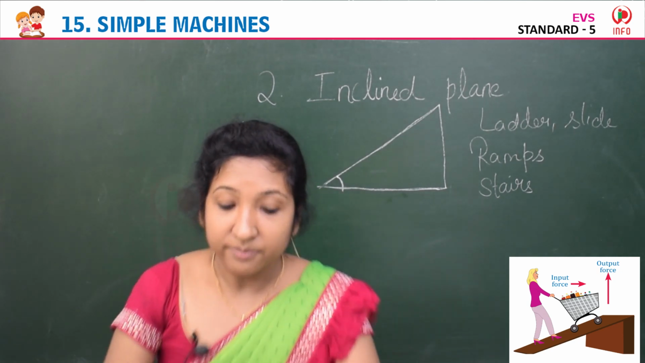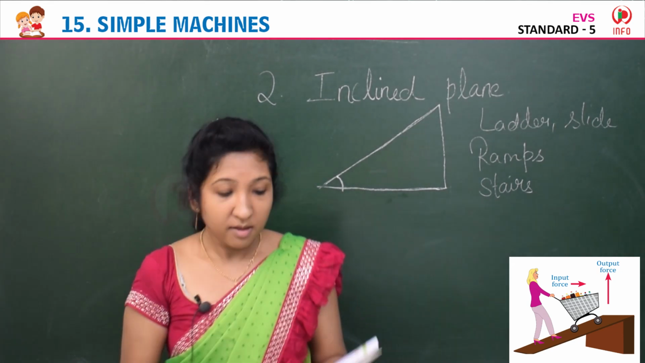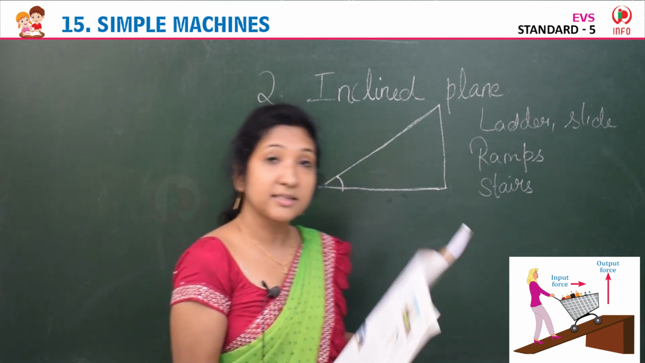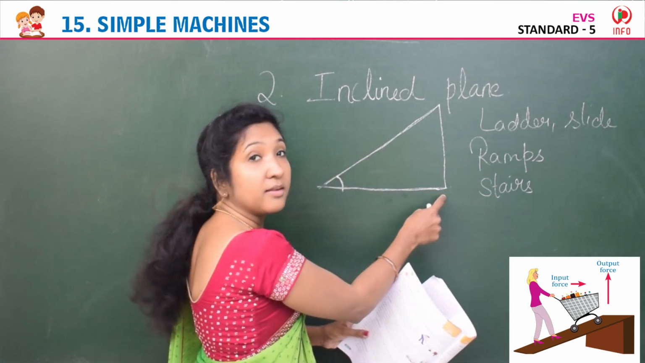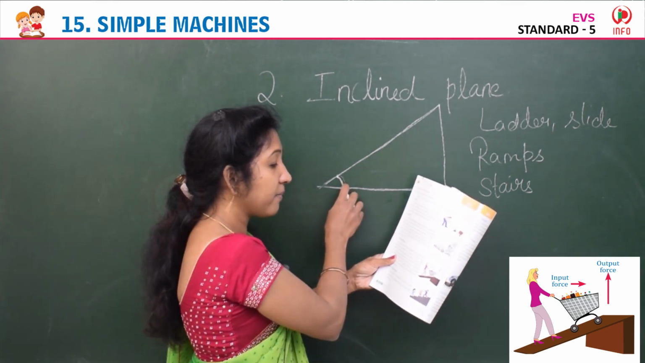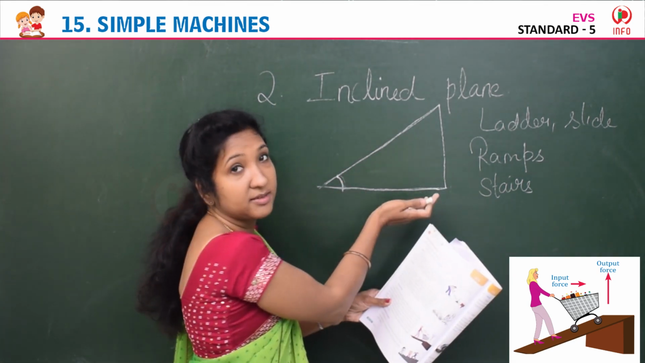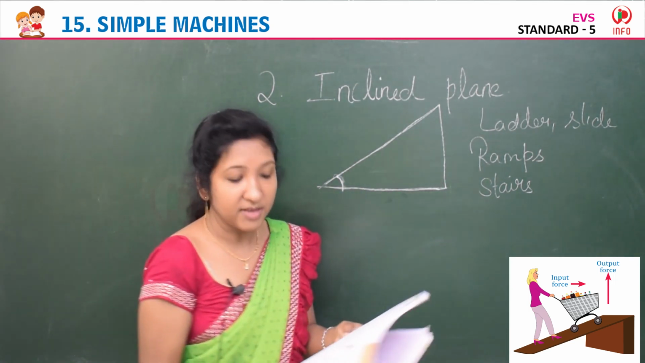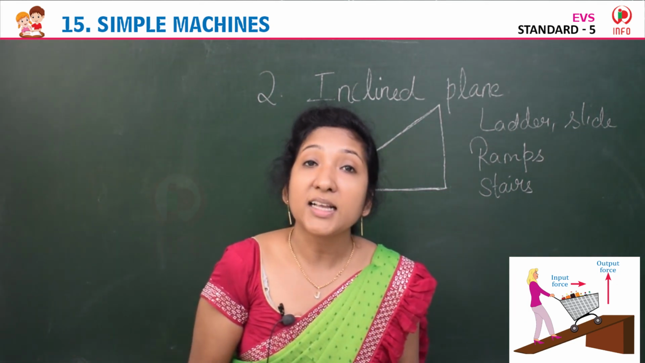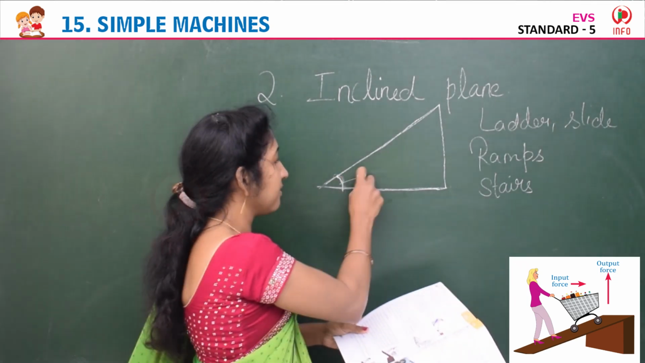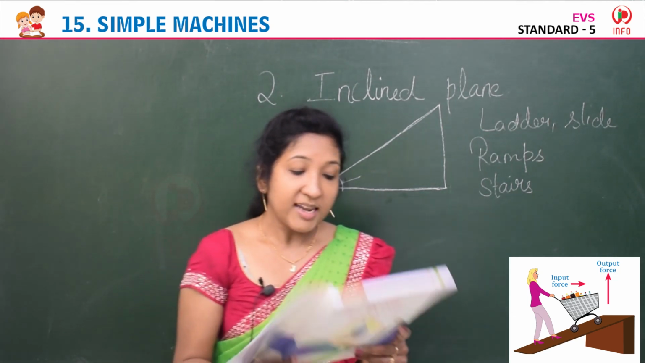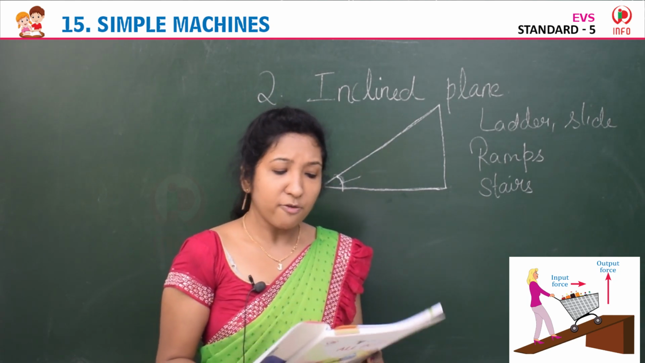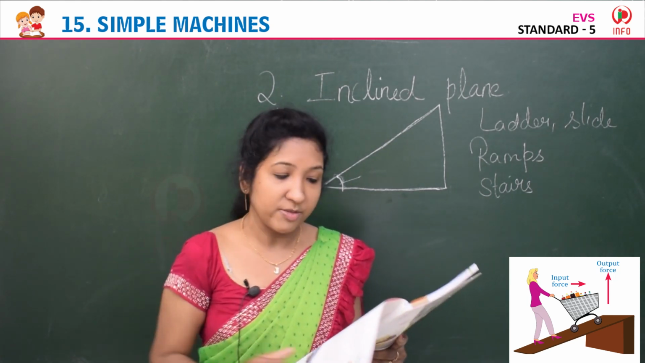So let us read. Inclined plane. A plane surface that makes an angle with the horizontal surface. A plane surface that makes an angle with the horizontal surface is called an inclined plane. This is the angle. An inclined plane is another simple machine. It is often used to raise heavy objects.